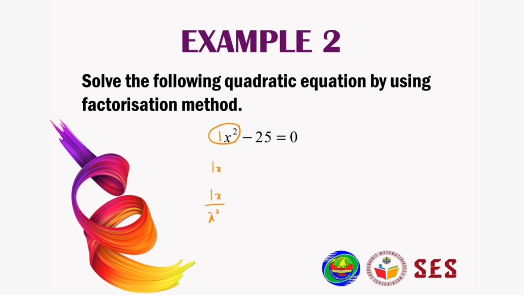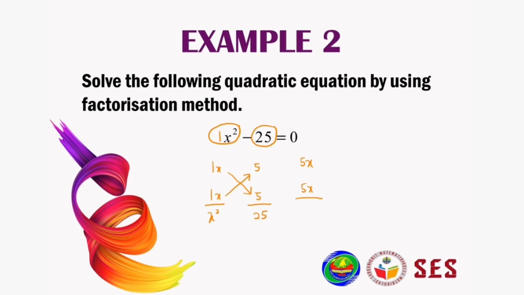Next, we will look at the number at the back here, which is we have 25. And we need to choose which two numbers to be multiplied so that we have 25. In this case, it is very easy, which we have 5 times by 5 will give us 25. And now, we will cross multiply 1x times 5 to give us 5x. And the same thing here, 1x times 5 will give us 5x.